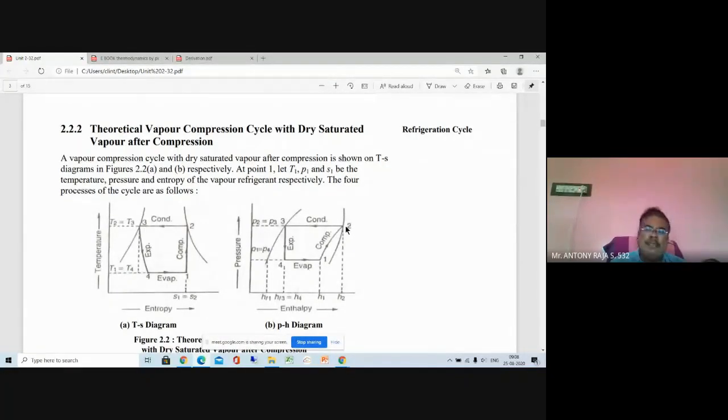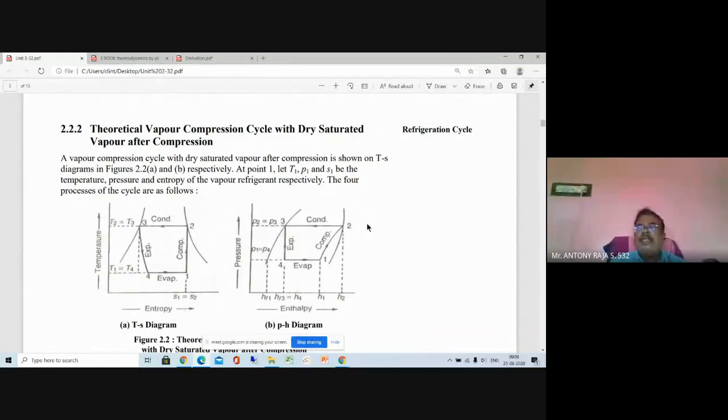Another condition may be that point number 1 is shifted to the vapor line. That means the exit of the evaporator is dry and saturated vapor, and after compression it leaves as superheated vapor. This is another condition. And the third condition is that the entry condition itself is superheated vapor and it leaves as superheated vapor. So there are three conditions available.